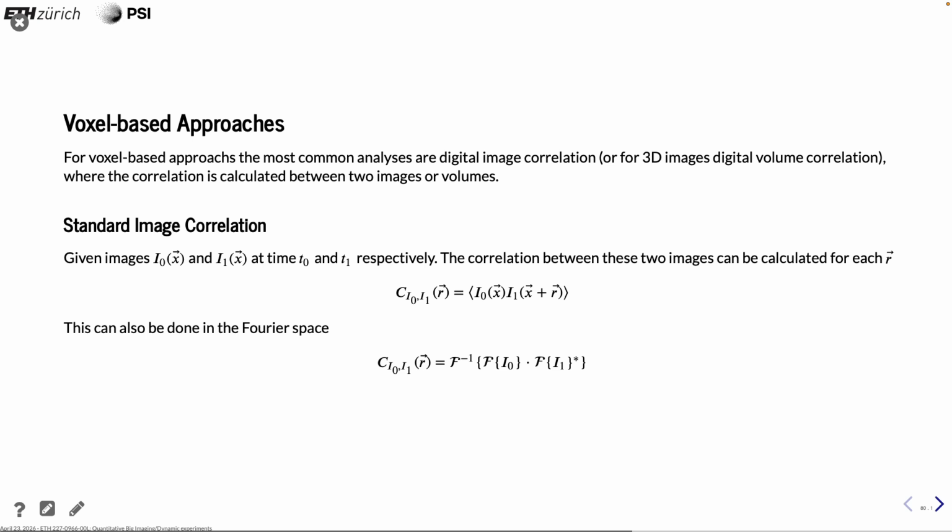Now we look at the images again, and voxel-based approaches. What we can do to find shifts between images is to use correlation. So we compute the correlation between images, and this can be done using a correlation operation like this, or we can also do it in the Fourier space. Depending on the size of the image, the Fourier space may actually be faster. So it's in principle just the Fourier transform of the image itself times the complex conjugate of the second image, and then do the inverse transform.